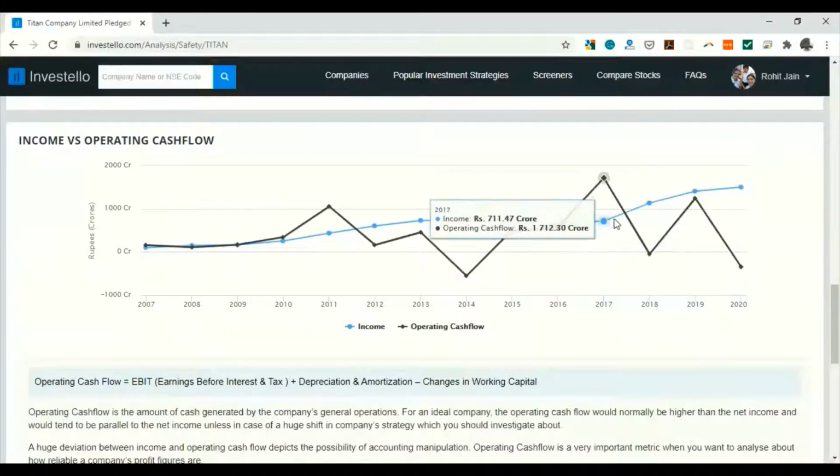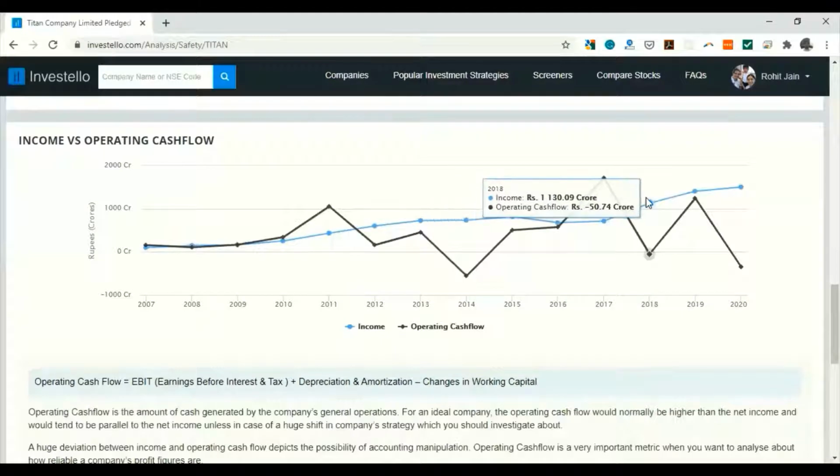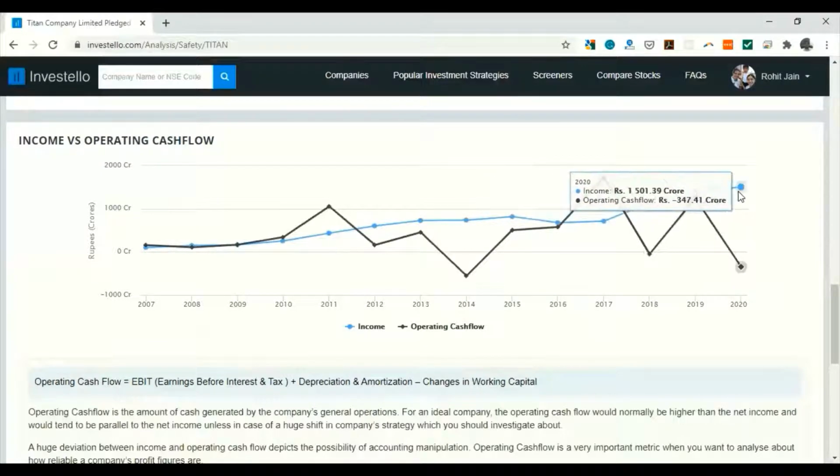So this should be taken as a bit of a red flag, definitely in my view, that the company's income has been more than cash flow, and we should maybe check the annual report to see why it is so. This definitely lets us know about a particular red flag: that the company is showing more profits than its operating cash flow.